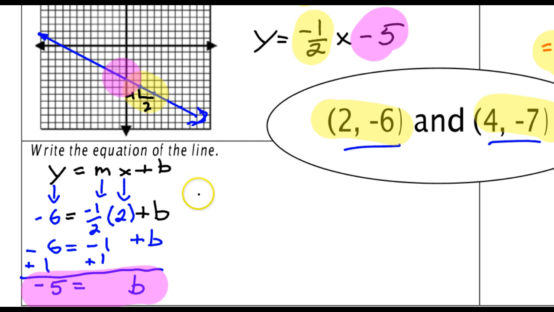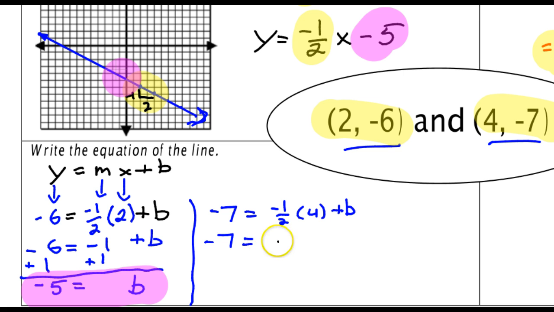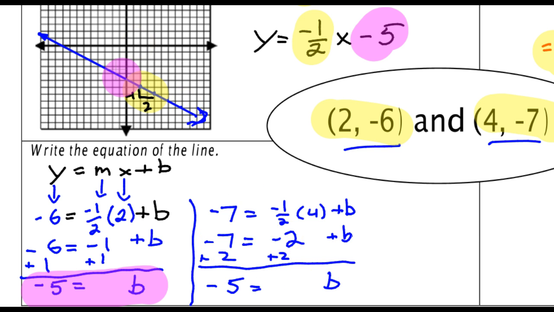And just like slope, I could have used the other point and got the same answer. So -7 minus 2, add 2 to both sides, and we'll have -5. So -7 plus 2 is -5. So just like the slope, it doesn't matter which point you use, you get the same answer.